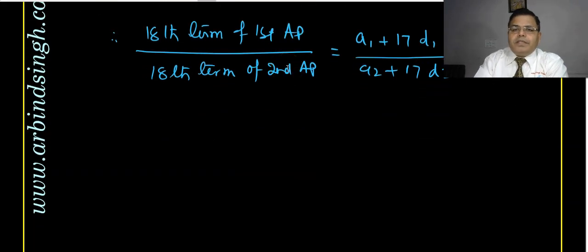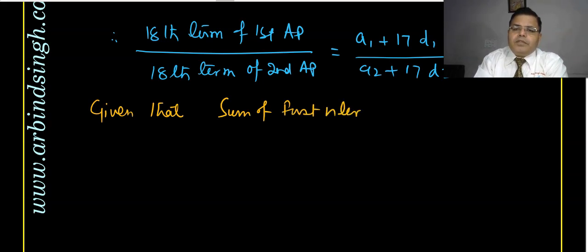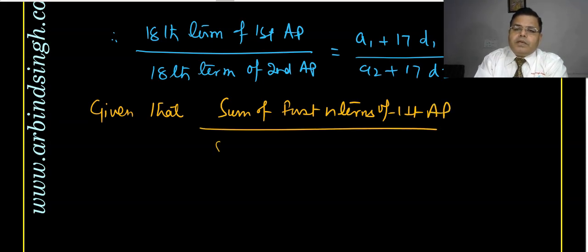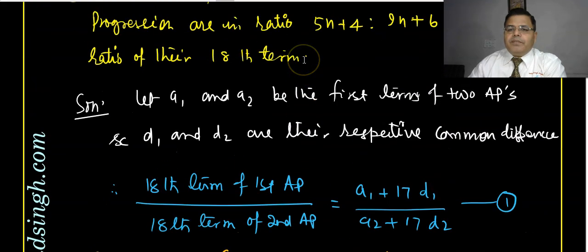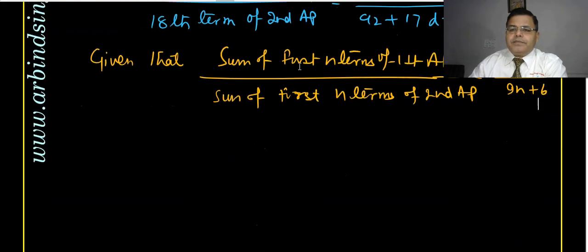What is given here? It is given that the sum of the first n terms of the first AP to the sum of the first n terms of the second AP is 5n plus 4 to 9n plus 6. This is what is given: 5n plus 4 and 9n plus 6.